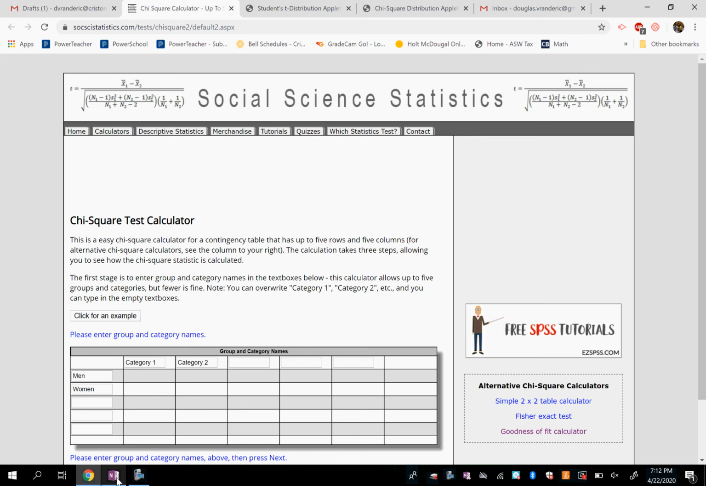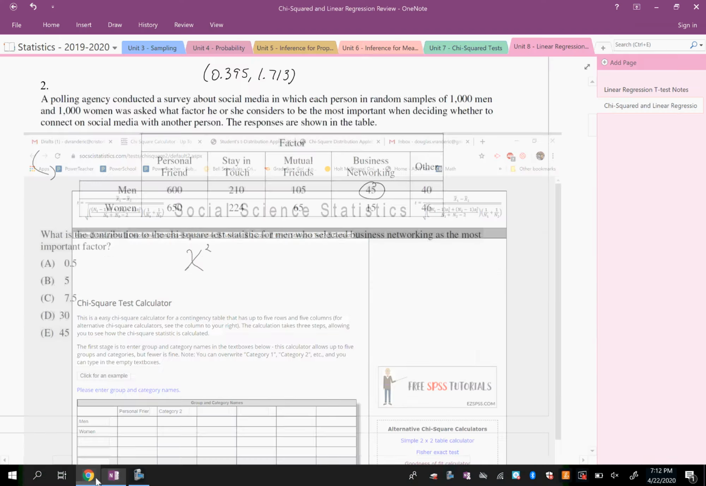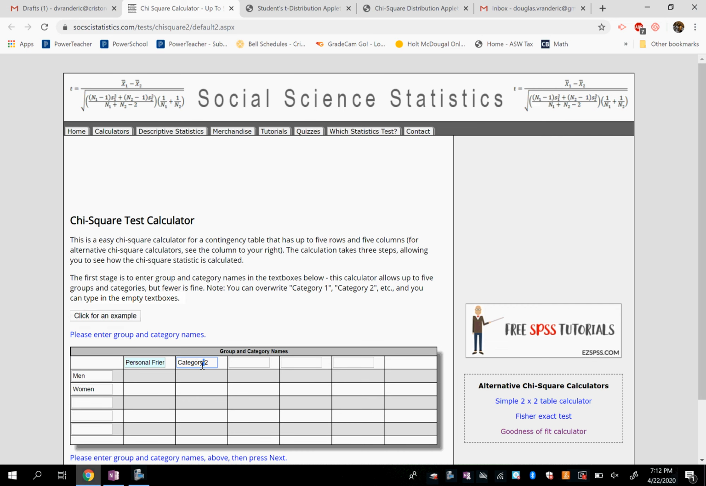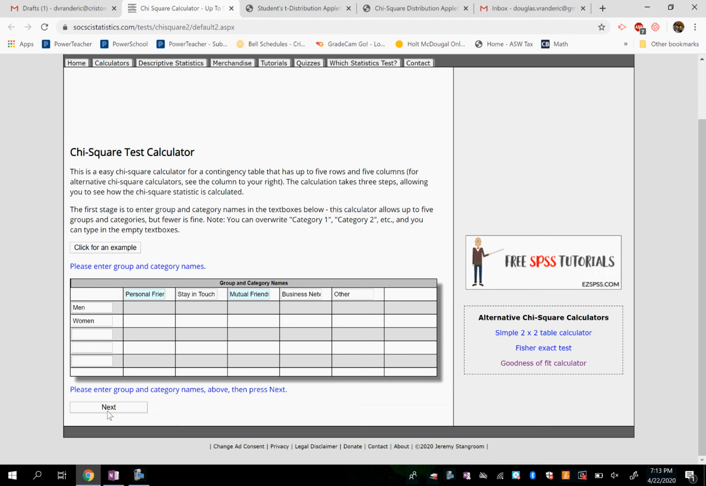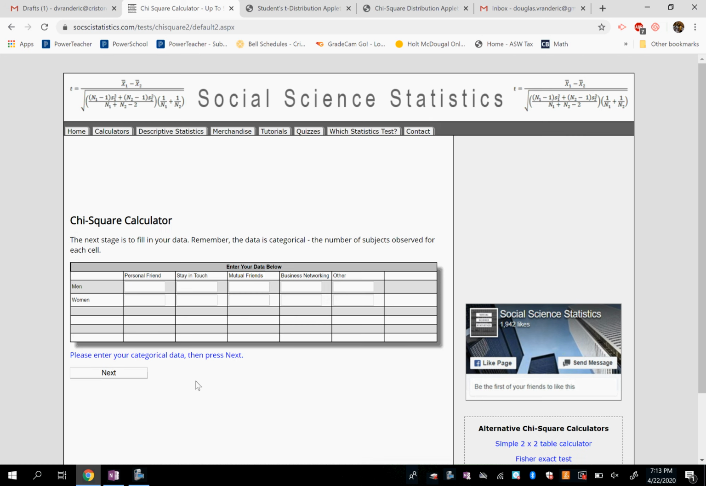For the columns, we've got personal friend, stay in touch, mutual friends, business networking, and then finally, other. Okay, and then we're going to hit next. Now I'll be able to type in the observed values.